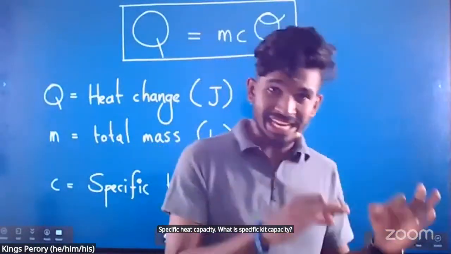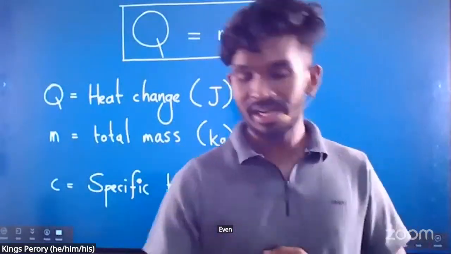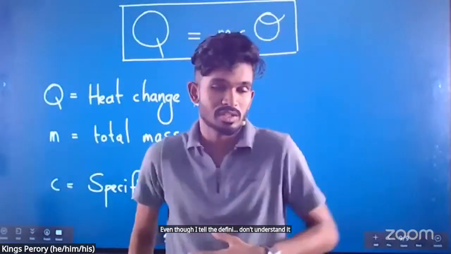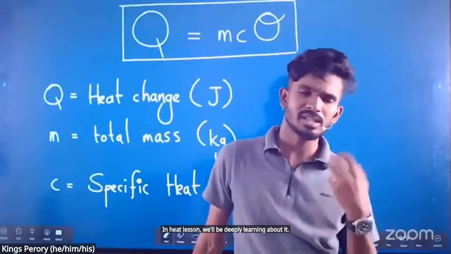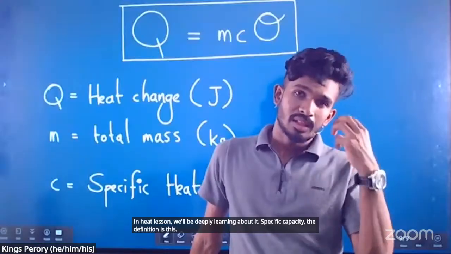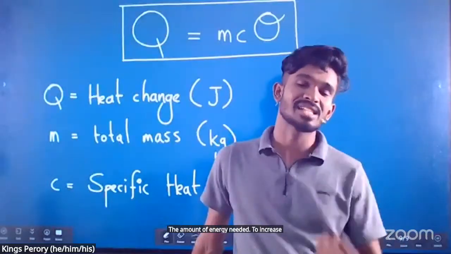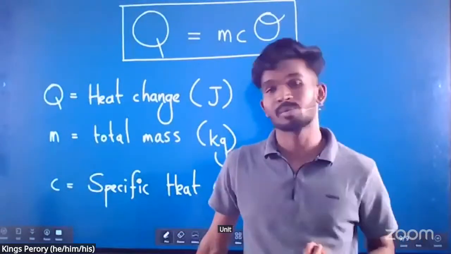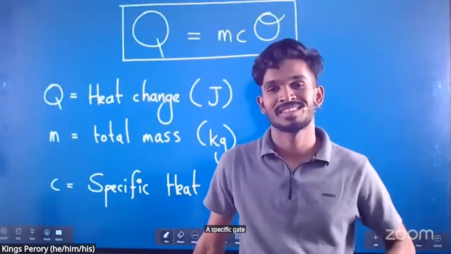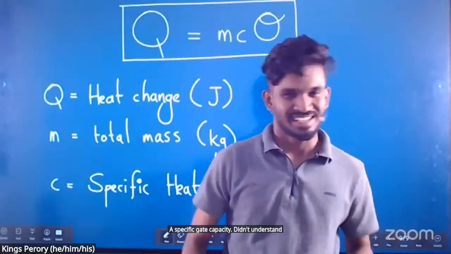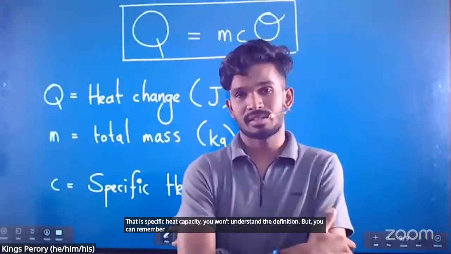Next lesson, under the heat lesson, you will separately learn about specific heat capacity. Even though I tell the definition, you won't understand it. In the heat lesson, we'll be deeply learning about it. The definition is this: the amount of energy needed to increase the temperature of a unit mass of a substance by 1 degree Celsius is specific heat capacity. You won't understand the definition, but you can remember it like this.